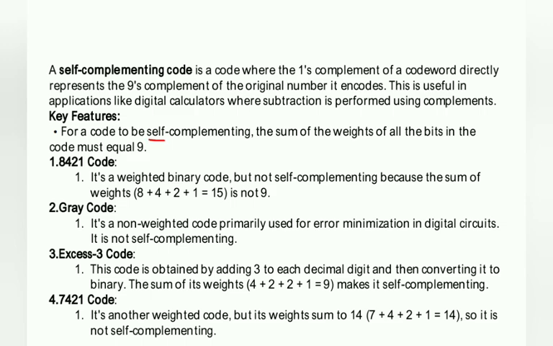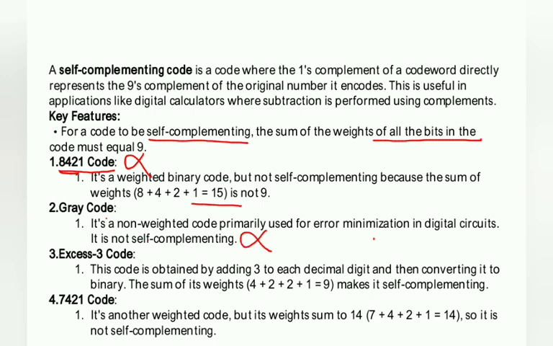For a code to be self-complementing, the sum of the weights of all the bits must be equal to 9. Suppose you consider the first option, 8421 code. Here 8 plus 4 plus 2 plus 1 is 16, which is not equal to 9. So this one is not satisfying the rule. Next, Gray code is a non-weighted code primarily used for error minimization in digital circuits, so this one is not a self-complementing code.